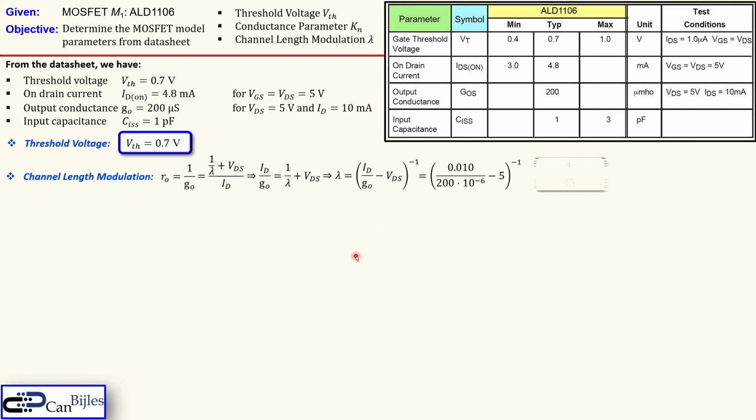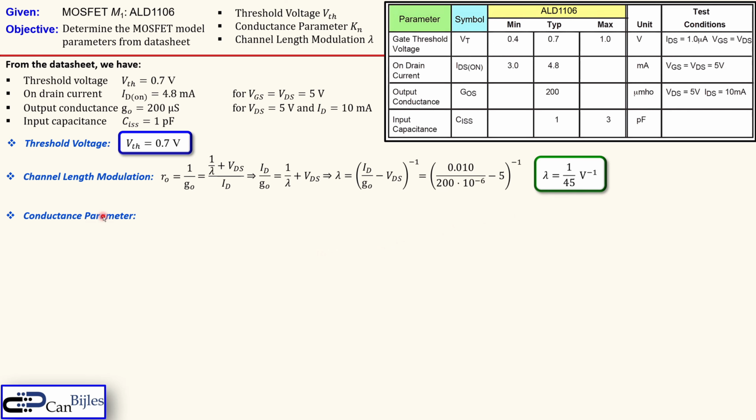You can see that. That will result in 1 over 45 volt inverse as the units. That's the exact value. And if you now type this in your calculator, you get 0.02222, approximately. Okay, that's our channel length modulation.